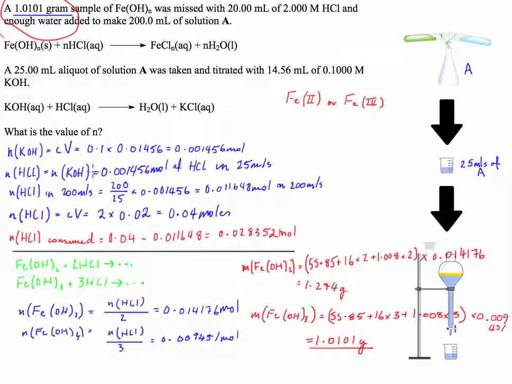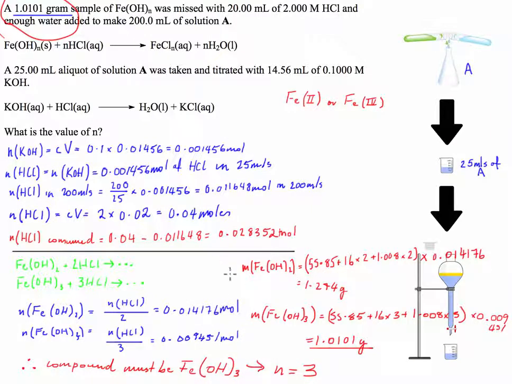Alright, as this matches this, it's quite easy to see that the compound that we have in the sample must be Fe(OH)3. From that, the question actually asks for n, so we can say that n equals 3. And you can see there that we've finished our back titration.